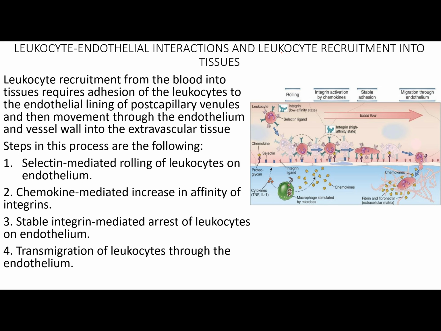So what happens is that there would be selectin-mediated rolling of leukocytes on the endothelium. This would be followed by chemokine-mediated increase in affinity of integrins, stable integrin-mediated arrest of the leukocyte on the endothelium, and transmigration of the leukocyte through the endothelium.